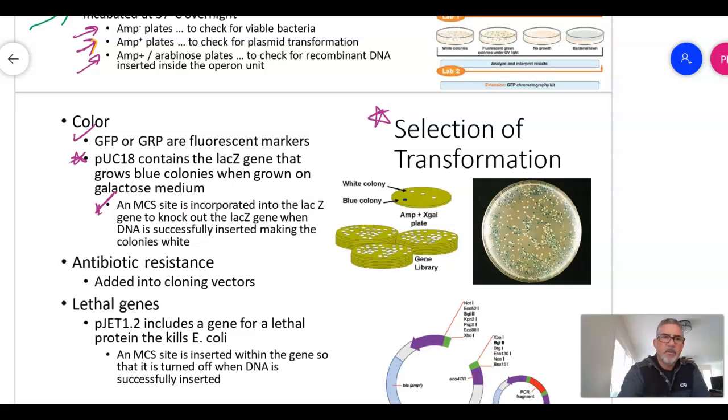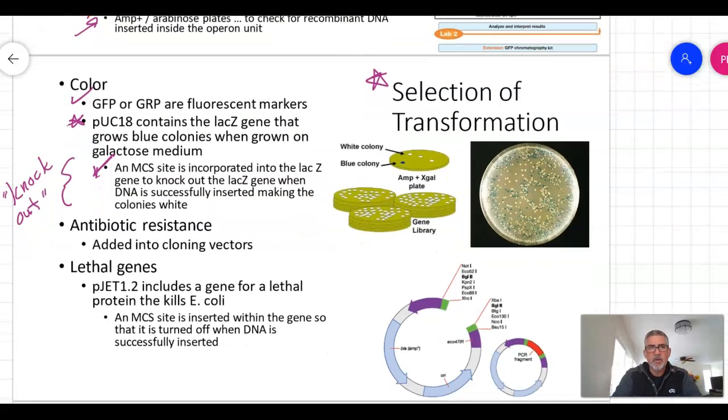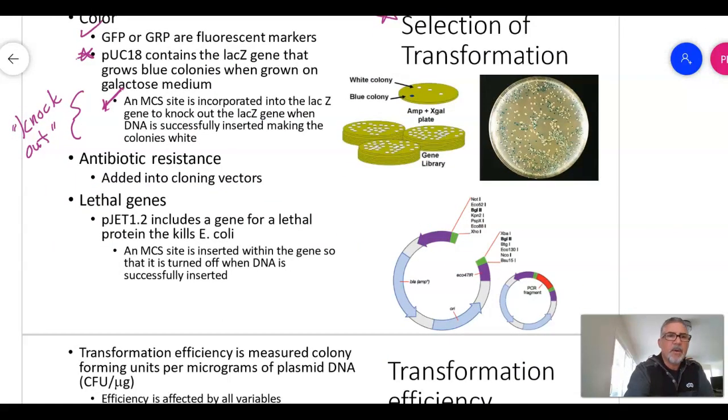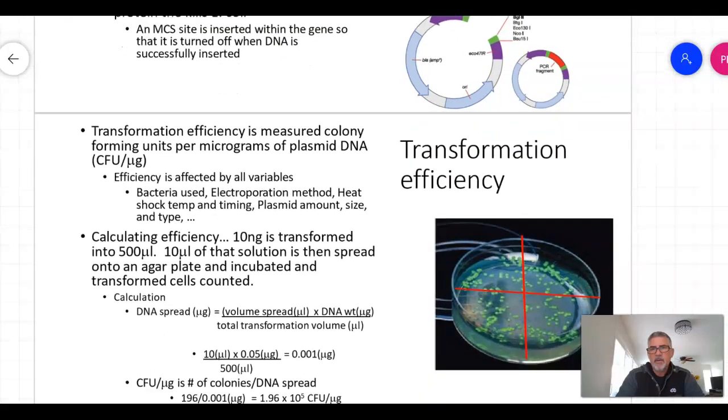So this would be an example. This is what we know as a knockout. A knockout is where my insertion turns off a gene, right? Disables a gene. So I can use a knockout chromogenic. My antibiotic resistance genes are added to all cloning vectors, and they help me verify. Or I can add lethal genes, genes that when I insert them, kill the bacteria. Those are another type of knockout gene.